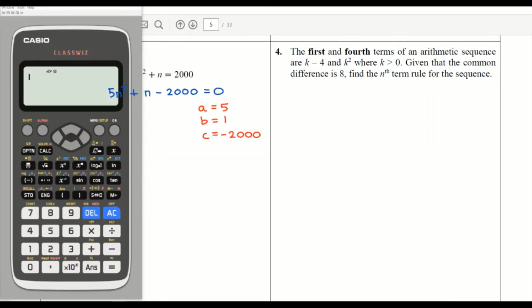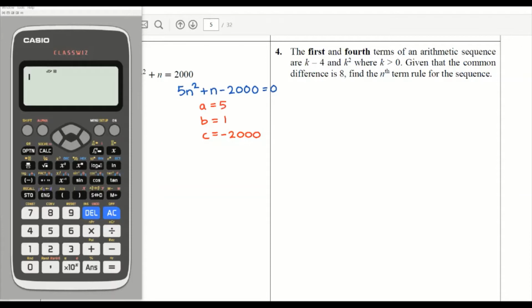I'll just move this text over a bit if I can. Let me. No. You just erase that. It'll be easy if I just write it over here. I should have put the calculator up first, but never mind. So I'll just rewrite the equation. So it was 5n squared, n, subtract 2000 equals 0. And A is equal to 5, and then we've got the rest already.